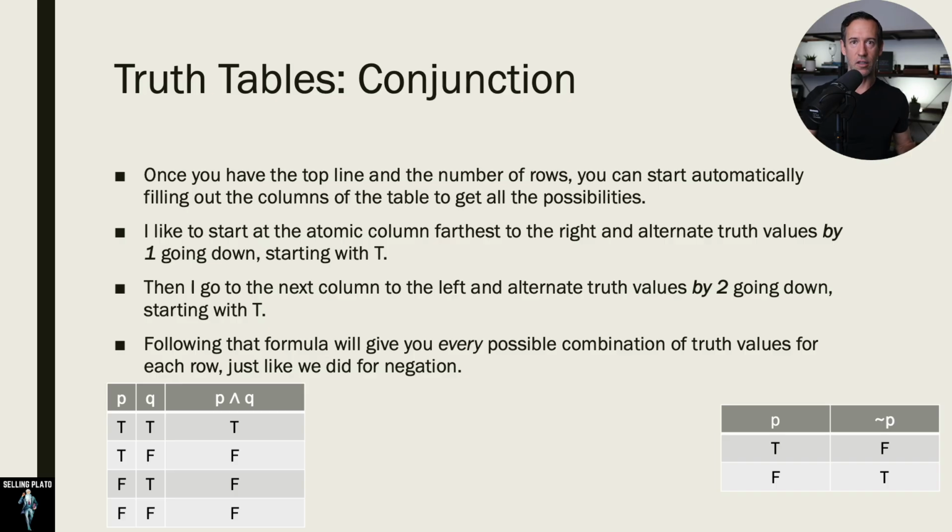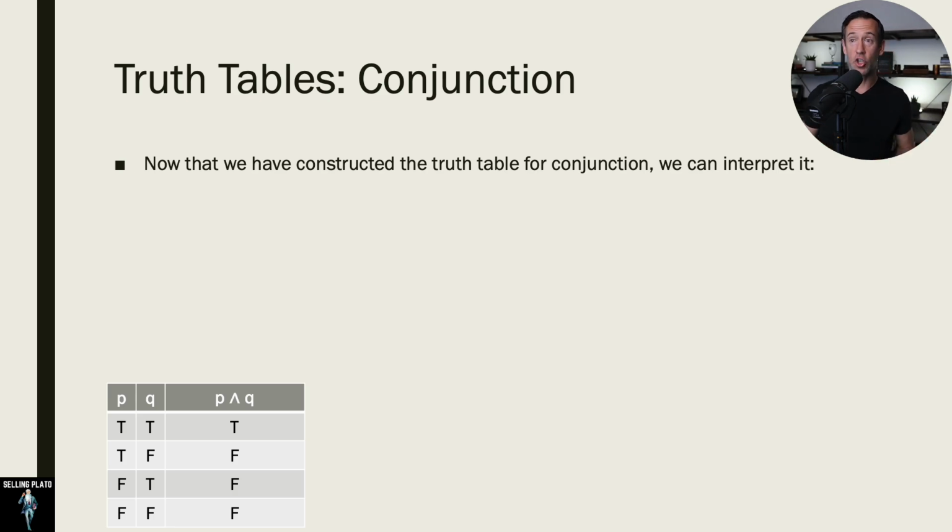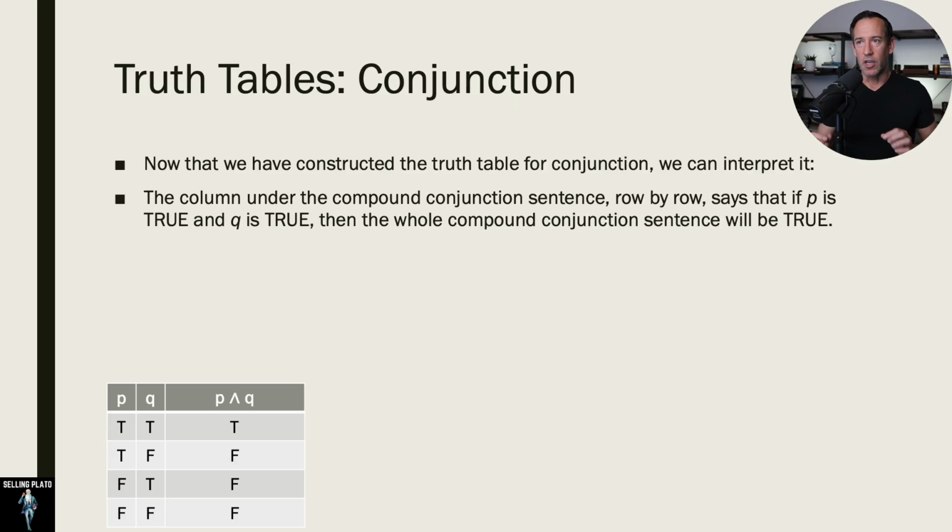I know that it's a lot of details at this point. Hang in there. You'll get it. Go step by step, and you'll quickly figure out why we are doing it this way. So now that we've constructed the truth table for conjunction, we can interpret it. We've got the top row, and we described how we get that. Then we got the atomic sentences and all the possible truth values on the left, and how we get that. Now let's interpret it. The column under the compound conjunction, P and Q, the conjunction sentence, is what we're interpreting. We're doing the truth table for conjunction.